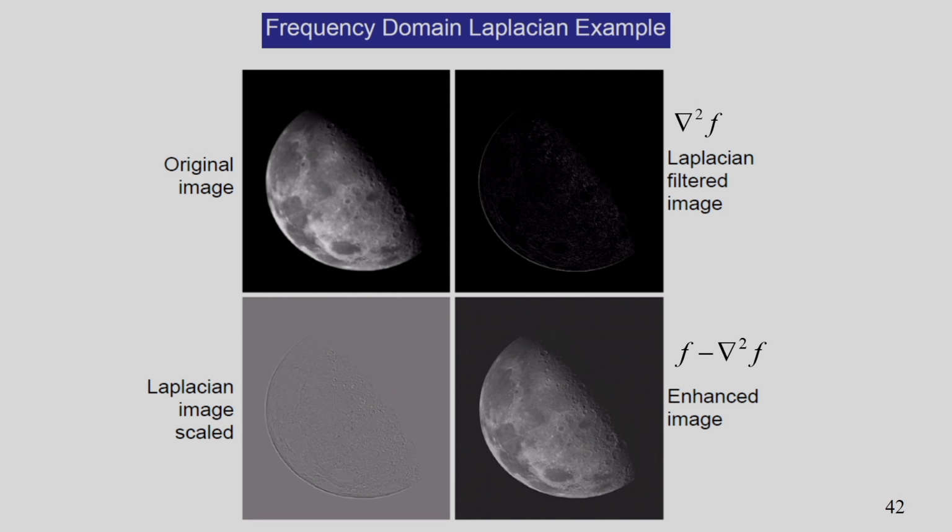So in this case I am showing one example. How to apply the Laplacian to an image? The first one is the original image. The second one is the Laplacian filtered image, that means I am determining the edges by using the Laplacian. The next one is the Laplacian image scaled, and after this I am subtracting the Laplacian from the original image. I am getting the enhanced image. This is the enhanced image. So by using the Laplacian, you can enhance the image. The Laplacian can be implemented in the frequency domain or in the spatial domain.